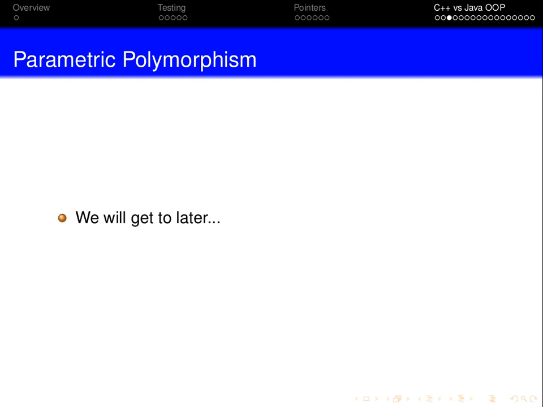Parametric polymorphism, aka when you use generics. Did you use generics in OOP? Like a linked list could be of different types? Yeah. So C++ has that. They're called templates. It's called parametric polymorphism. We're going to get to that later.